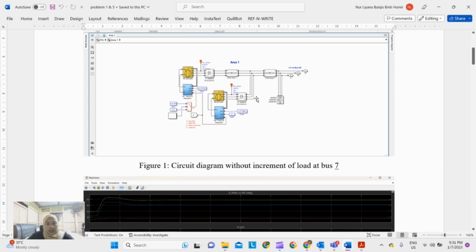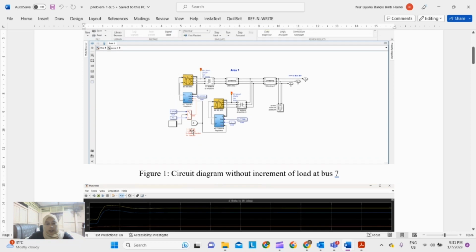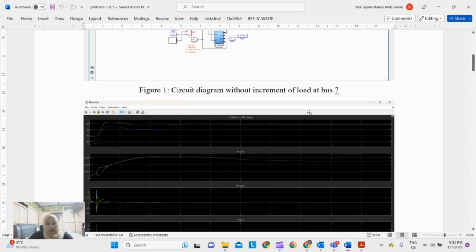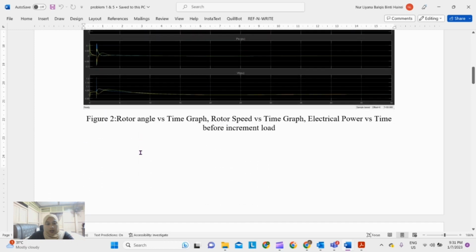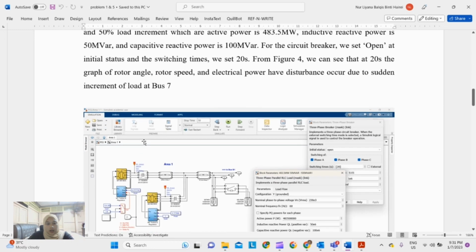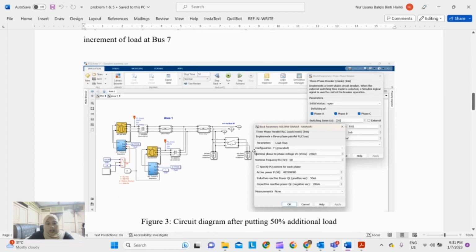Okay. As you can see, this is the part of the circuit at bus 7, which is in here. This is the graph that we get from the steady state condition, and after that I will add another load and the circuit breaker.